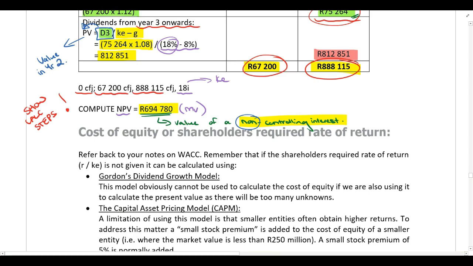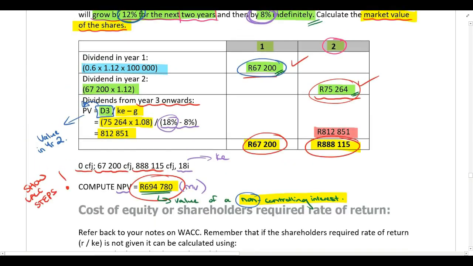Then lastly, please don't forget to multiply by the percentage shareholding that you are valuing. So if we are only valuing 20% of the shares in the company, we need to take this answer and multiply it by 20%. However, in this question, we were just asked to calculate the market value of the shares, so we are calculating the value of all of the shares.